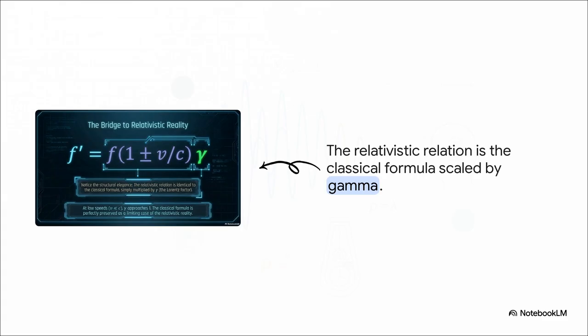The relativistic relation is mathematically identical to the classical formula. It's just simply multiplied by gamma, the Lorentz factor. This proves that at very low speeds, where gamma is essentially just 1, the classical formula works perfectly. The classical model isn't completely wrong. It's just a limiting case that is perfectly preserved within the much broader relativistic reality.